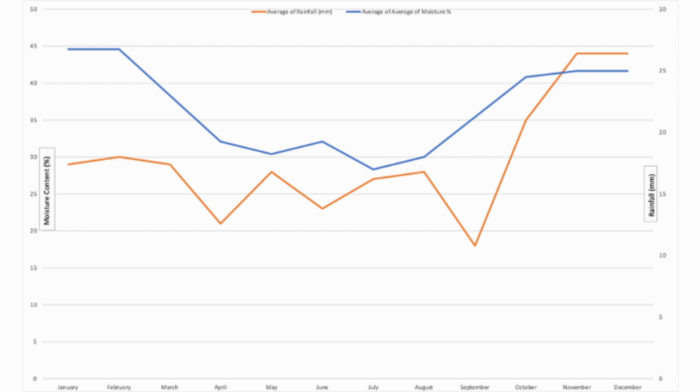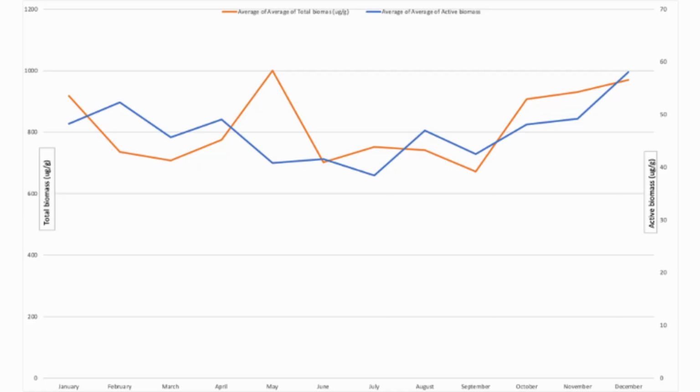I suppose nothing too out of the ordinary, but interesting just to see the relationship between rainfall and soil moisture percentage. The two are obviously very closely linked, and what this generally shows is that from autumn through the winter through to mid to late spring, soil moisture is at its highest.